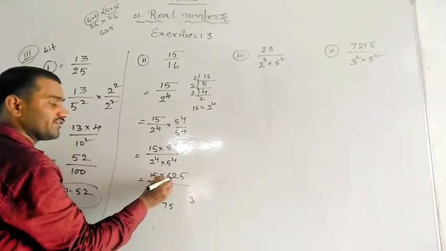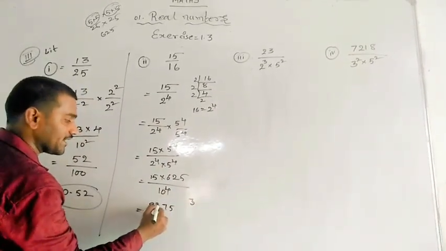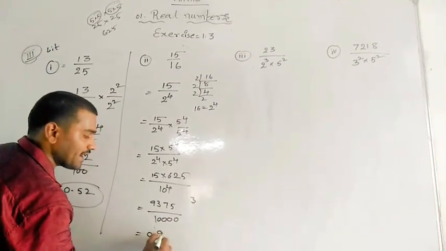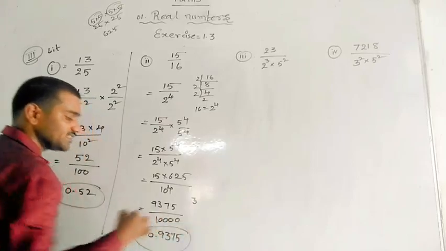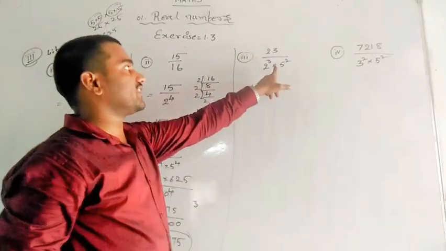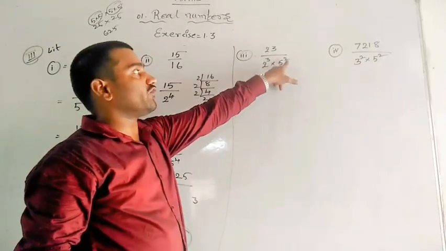3 can. 15 6 is a 90 plus 3, 93 by 10,000. That is equal to 0.9375. This is the decimal expansion by using the theorem. Hence, here directly we got it already: 2 to the power of 3 into 5 to the power of 2.